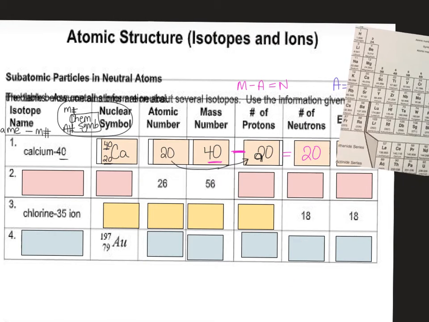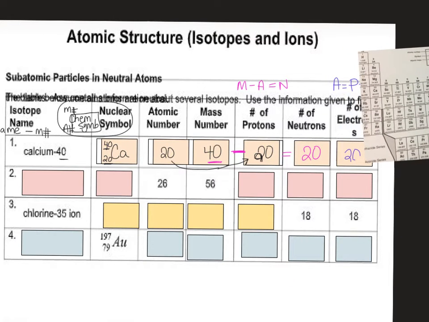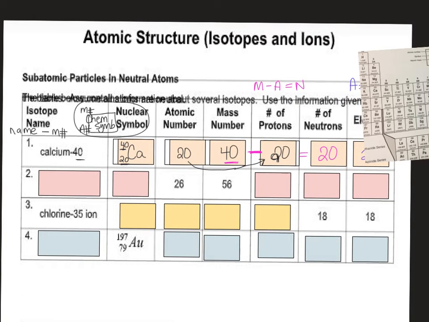Okay, so now we've got the next line, the red box is number 2. We're given an atomic number, a mass number, and that's it. So what we can start with is we can go ahead and use this atomic number.